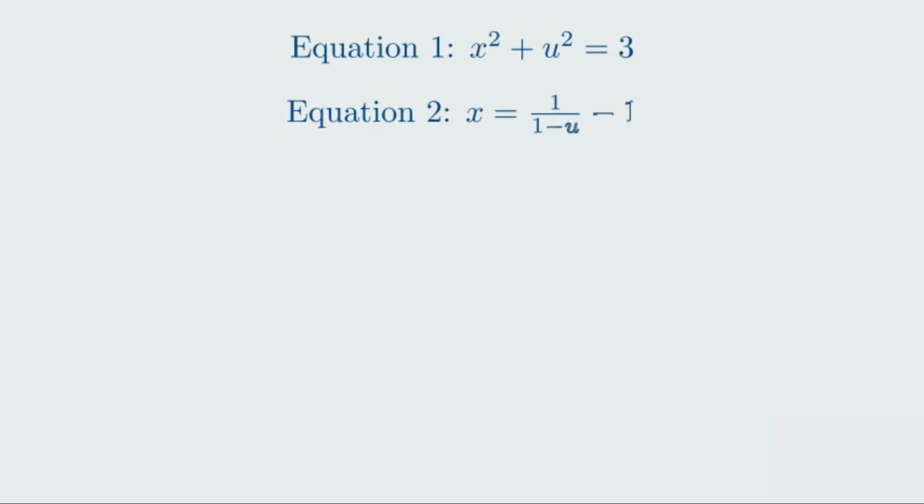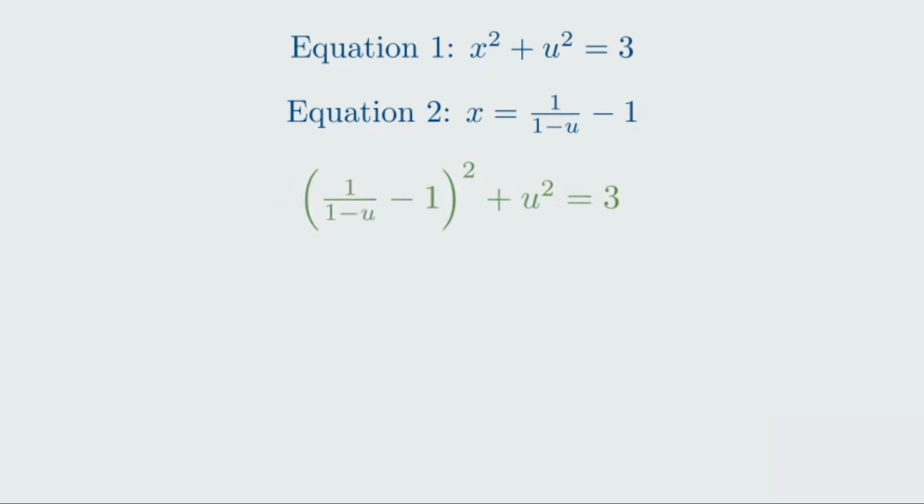Now we have a system of two equations with two variables, x and u. This is exactly what we need to solve for x. Here are our two equations. Our first equation is x squared plus u squared equals 3. And our second equation is x equals 1 over the quantity 1 minus u, minus 1. The next step is to substitute the expression for x from the second equation into the first equation. This will eliminate x and leave us with a single equation in terms of u. Substituting, we get the square of the quantity 1 over 1 minus u minus 1, plus u squared equals 3.